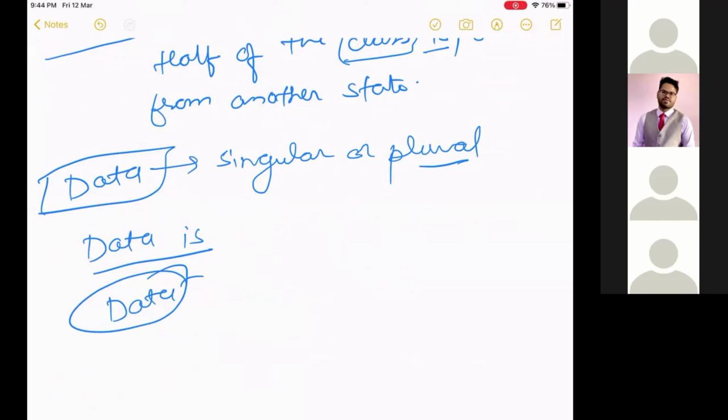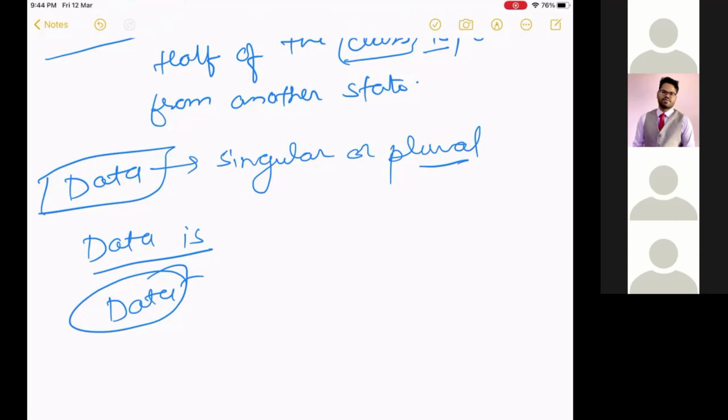You can also say data are. But I was talking about which form is more accepted. Data is more accepted than data are. But there is no clear explanation. You can use either of them. In each and every situation, you can say data is.